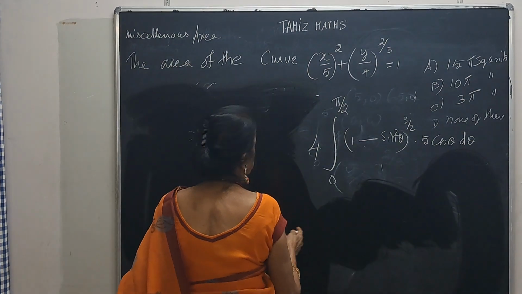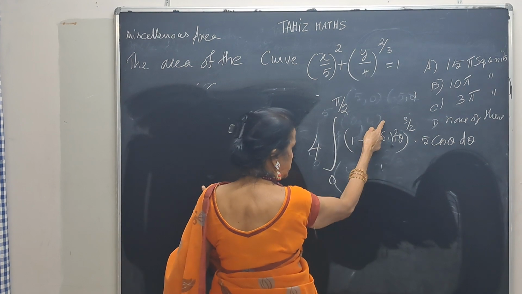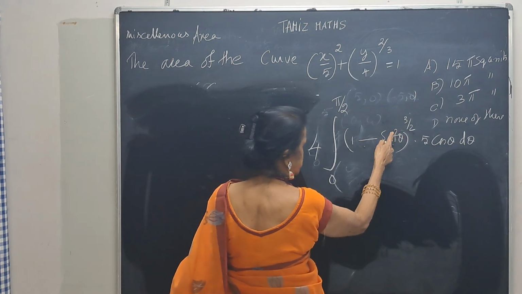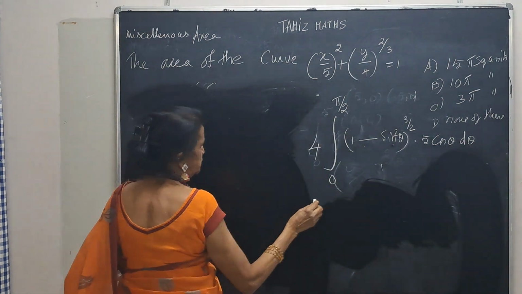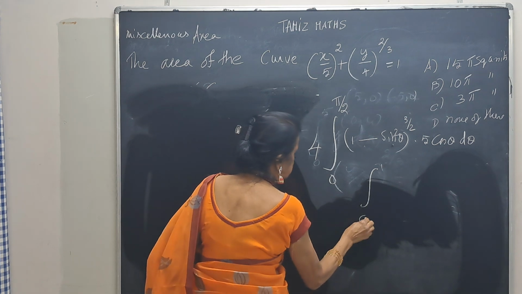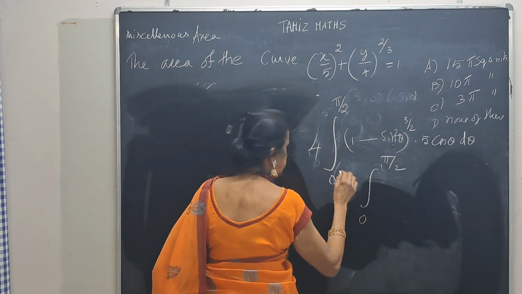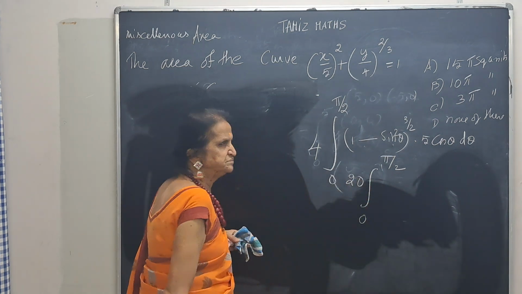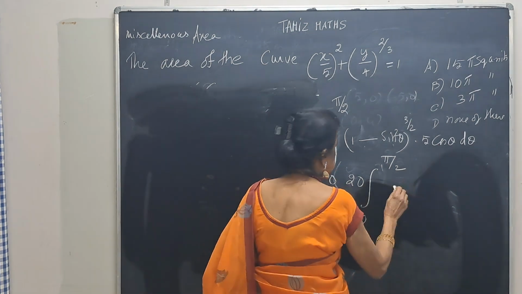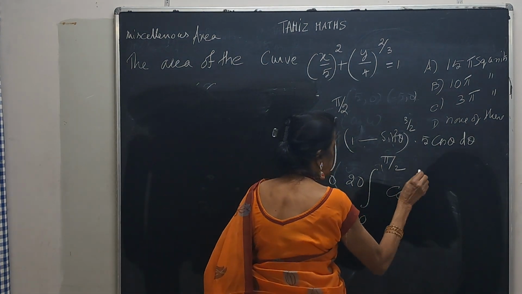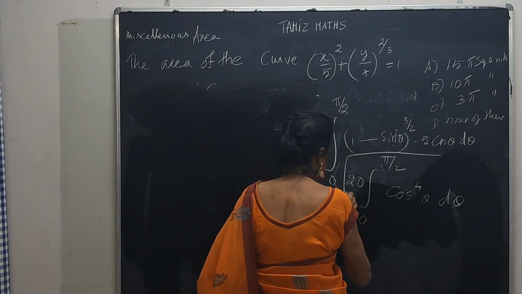Now this will be 1 minus sine square, which is cos square. So for cos square, this 2 and this 2 will get cancelled, it will become cos cube. With this extra cos, it will become cos power 4. So this will become the integral 0 to pi by 2. This 4 and this 5, take them outside, 20. So this is 20 times cos power 4 theta d theta. This is what I have now.